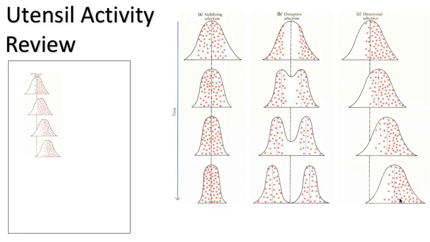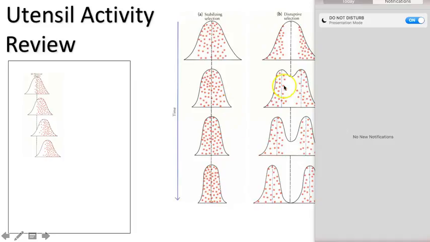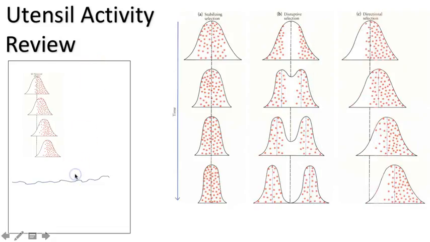But what I want you to do at the bottom of the page is give me a summary. In this summary, you're going to summarize what happened in the activity, but you're also going to explain to me why the graph that you chose is the one that fits your activity summary the best. Okay?